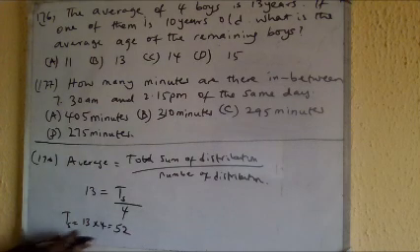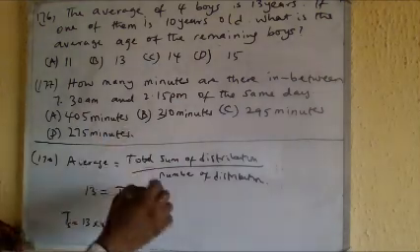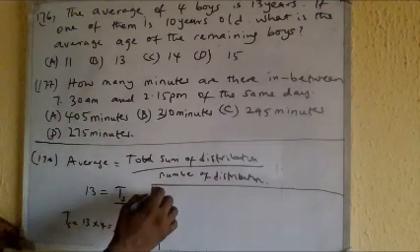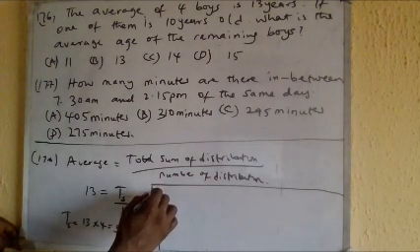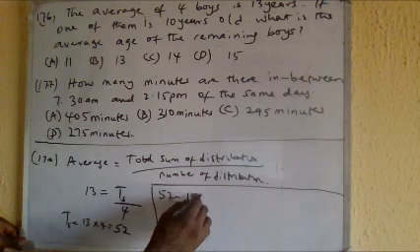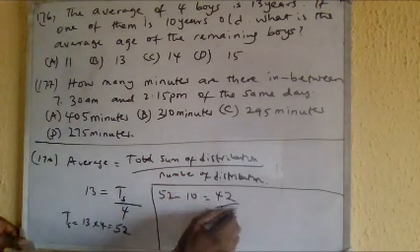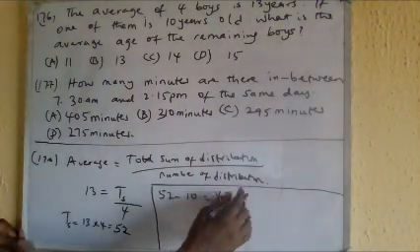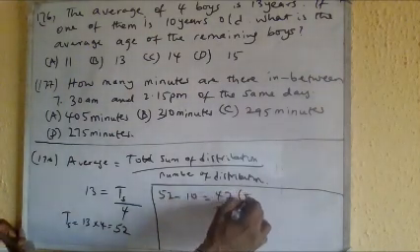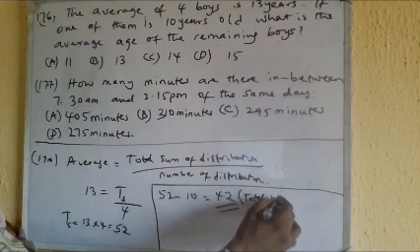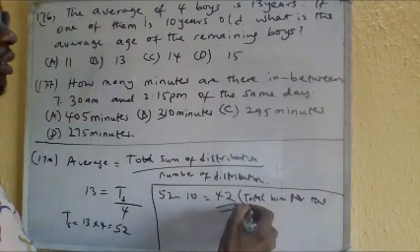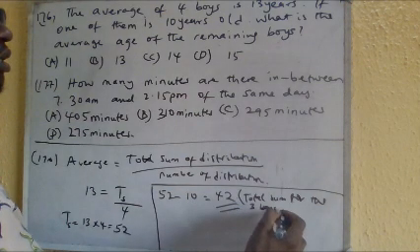Now it said one of the boys is 10. So if I now remove 10 from this one, 52 minus 10 will give me 42. This 42 is the total sum for the remaining 3 boys.